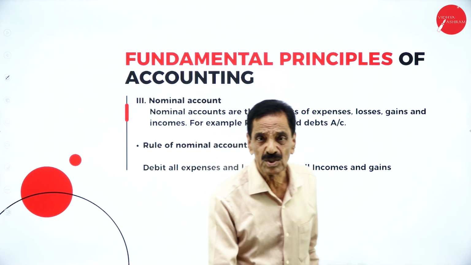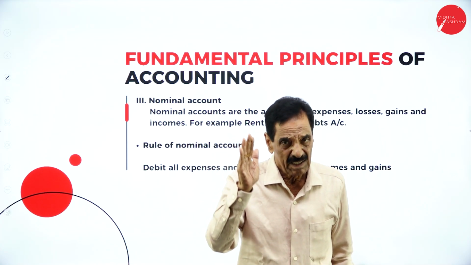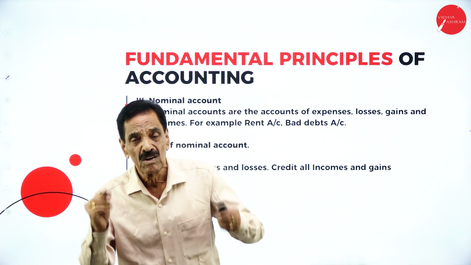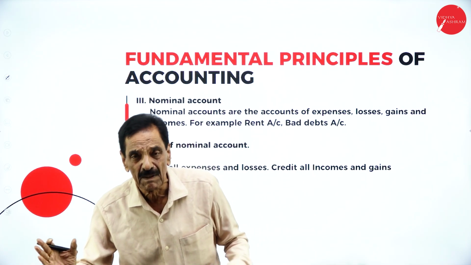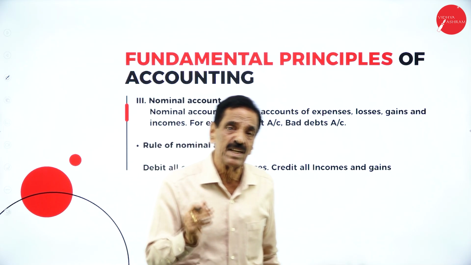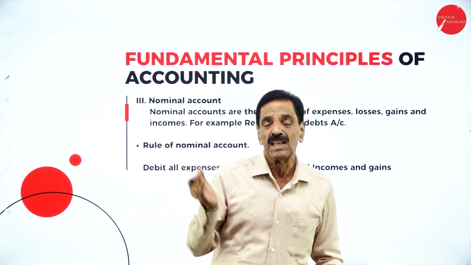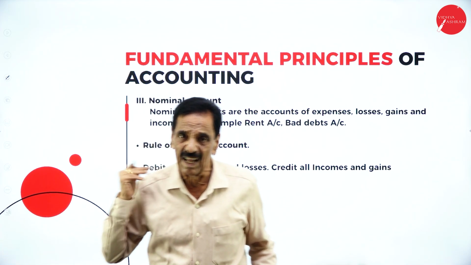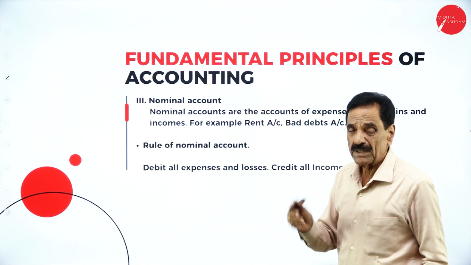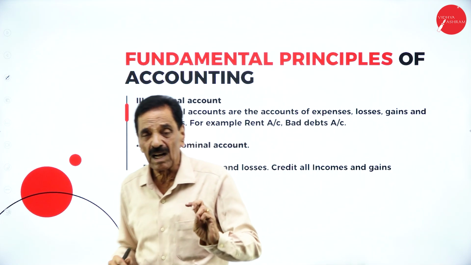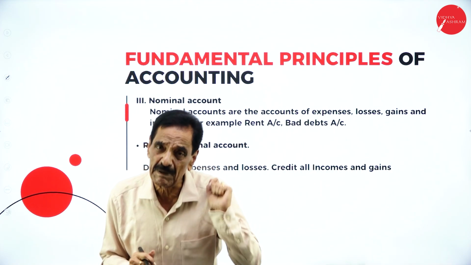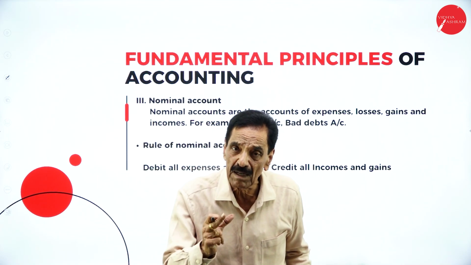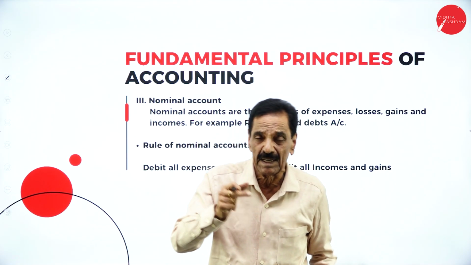The three accounts are personal account, real account, and nominal account. A personal account is one which deals with the accounts of persons. A real account is one which deals with the accounts of assets. A nominal account is one which deals with the accounts of profits or losses. Personal account examples are Raju's account, X's account, even bank account. Real account is the reality of the business, whereas in a nominal account, all expenses should be debited and all income should be credited.